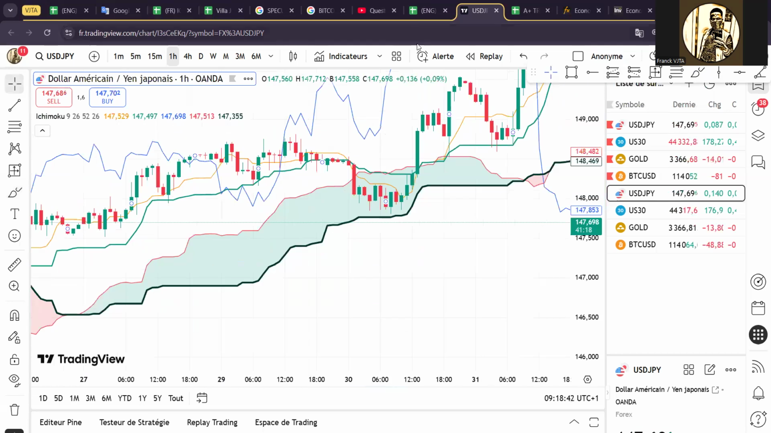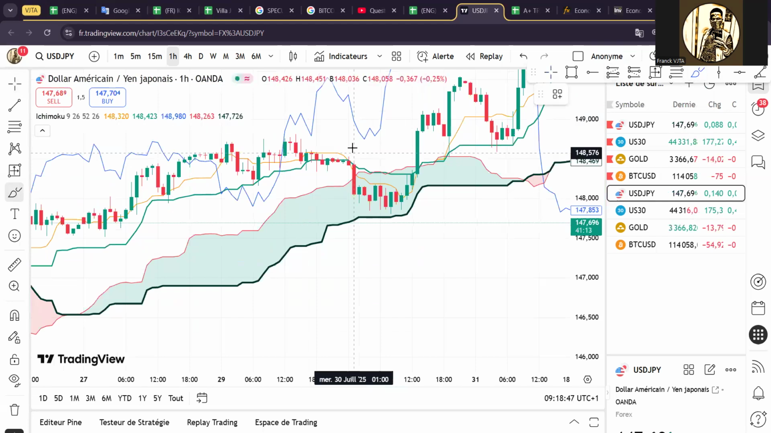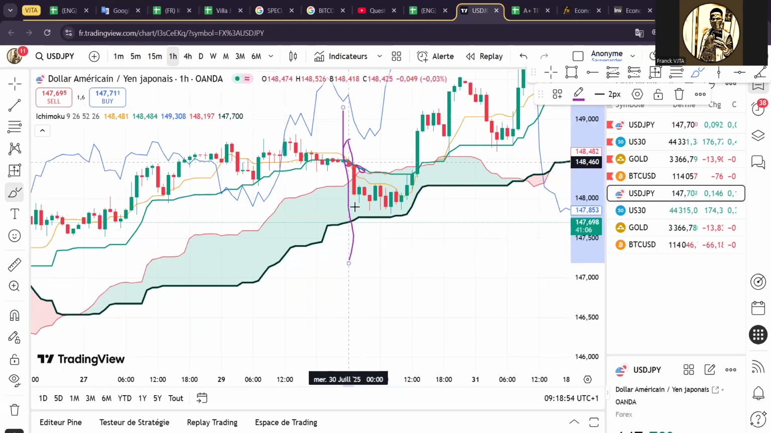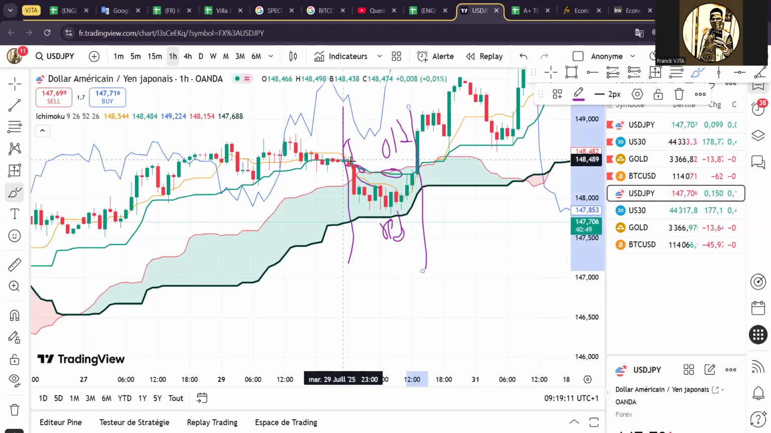So now the last one is the old KSB speed. The old KSB speed starts where Kijun starts to bend down like this to the downside. That's the first element of the old. And also when Kijun is inside the cloud, it's another old condition. And also when Tenkan goes below Kijun, it's an old condition. All right. So between this part, you will see that this is a correction. It can also be a reversal.